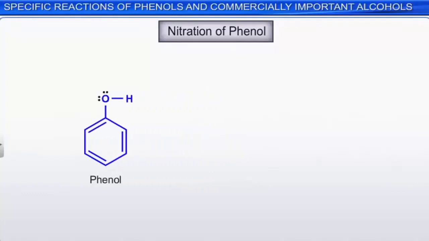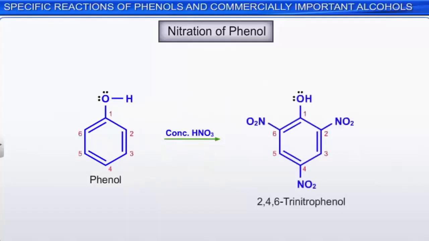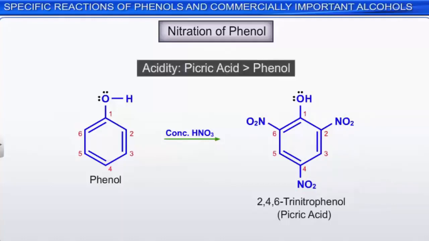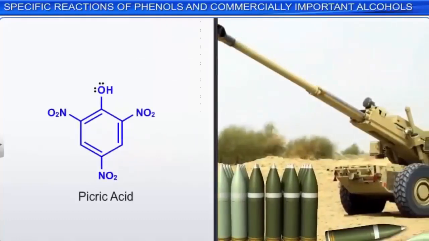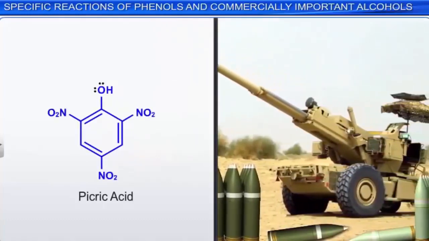When a phenol reacts with concentrated nitric acid, the reaction produces 2,4,6-trinitrophenol, commonly known as picric acid. This reaction occurs in low yield. Picric acid is a stronger acid than phenol because of the presence of 3 electron-withdrawing nitro groups, which facilitate the release of hydrogen ion. It is explosive and was formerly used in artillery and munitions.